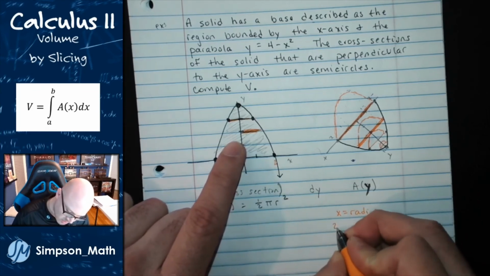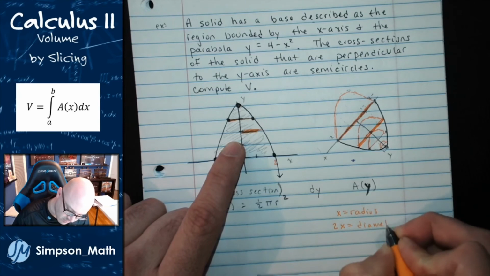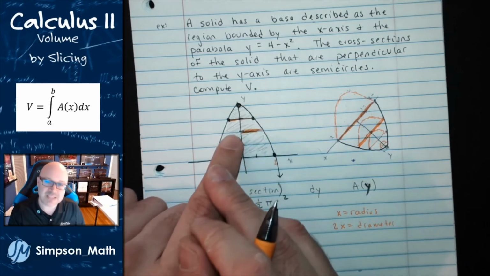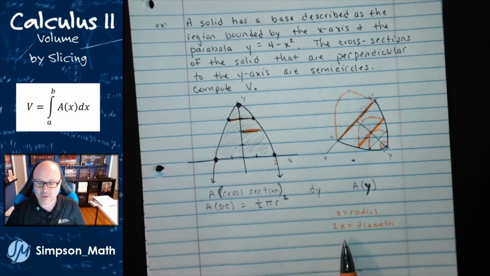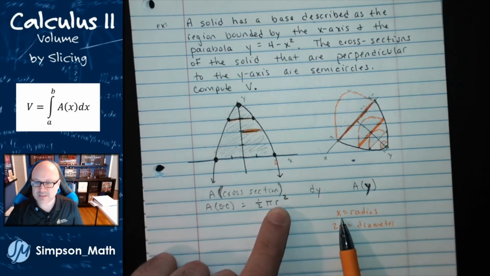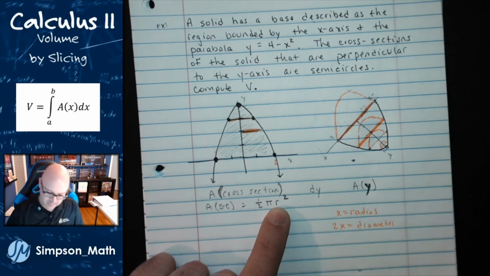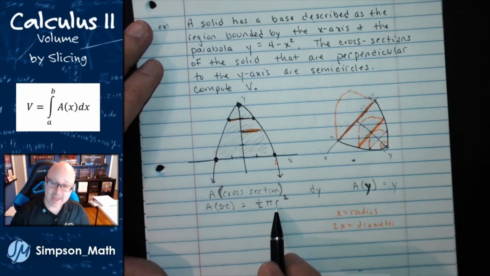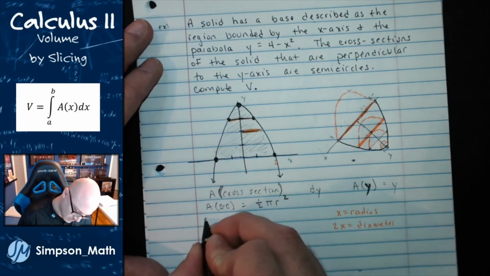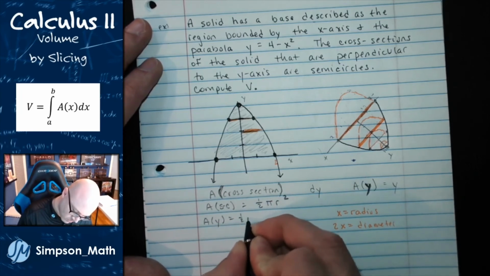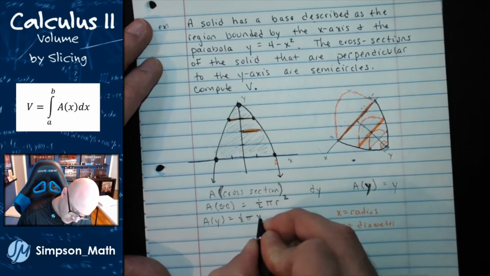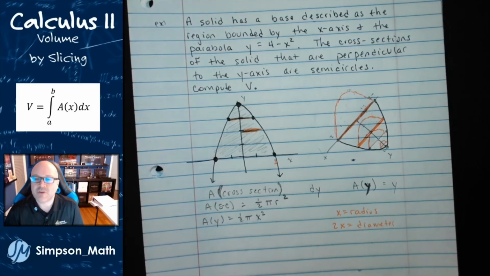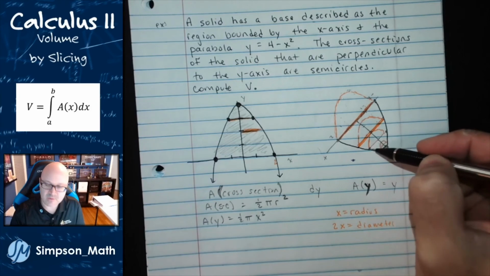If I needed the diameter, 2x would be the diameter. It'd be that x value plus this negative x value, but you're talking about distance. So that x plus that x gives you the diameter. Okay, so x is my radius, and that's an easy one. X equals r, so I can just plug in x for my r. That is the area of the cross section, and the cross sections are these semicircles.